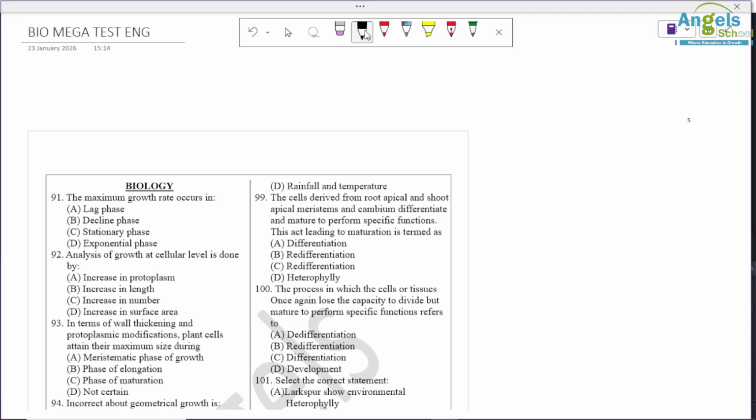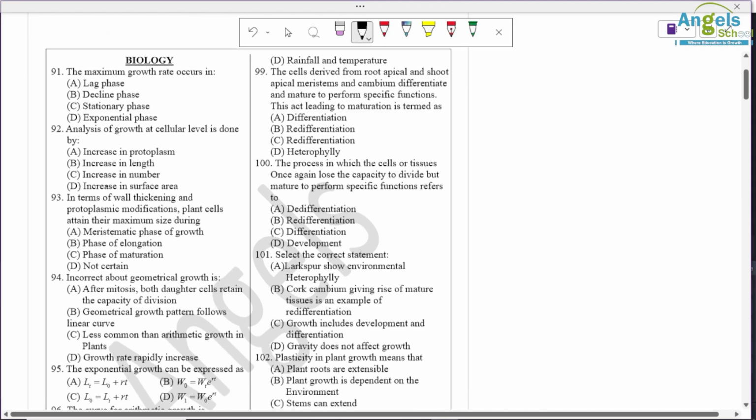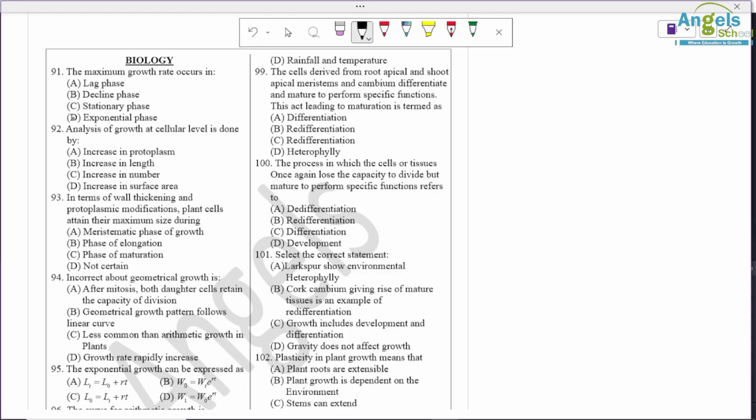11th NEET test, date 27 January 2026. Question number 91. The maximum growth rate occurs in. So the maximum growth rate occurs in the exponential phase. So the correct answer is D.